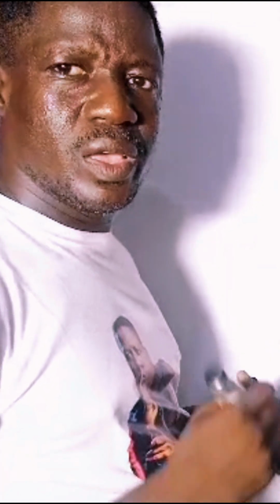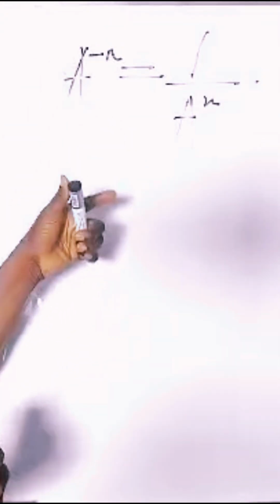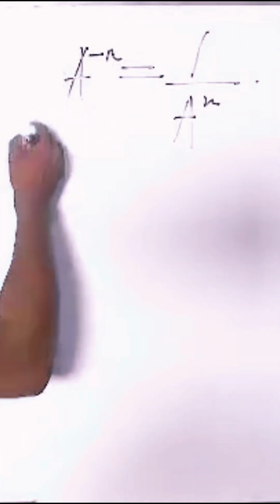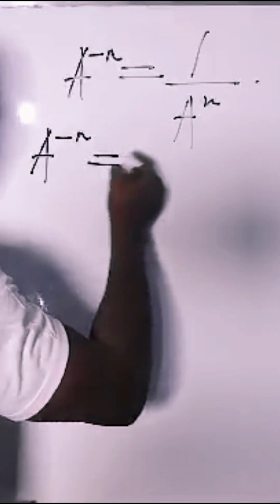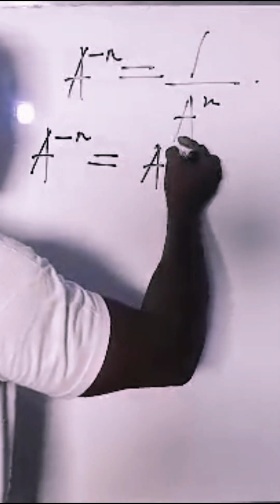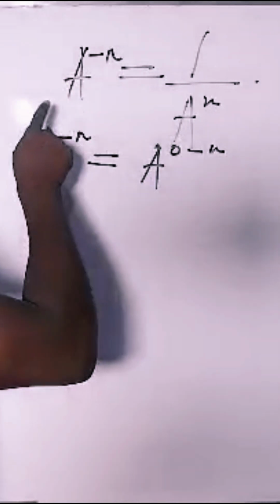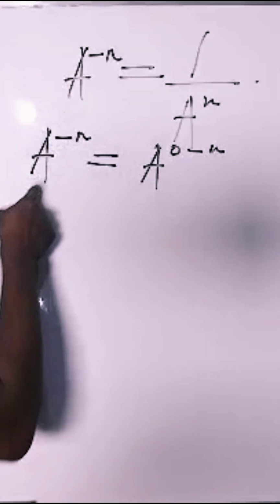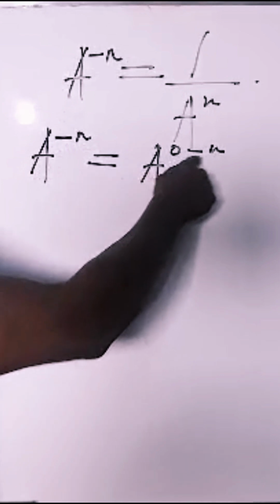is to establish that indeed a raised to power minus n is 1 over a raised to power n. Don't forget, a raised to power minus n, where minus n is the negative exponent, is as good as a raised to power 0 minus n. Yes, 0 minus n will return back to minus n. So indeed, a raised to power minus n is as good as a raised to power 0 minus n.